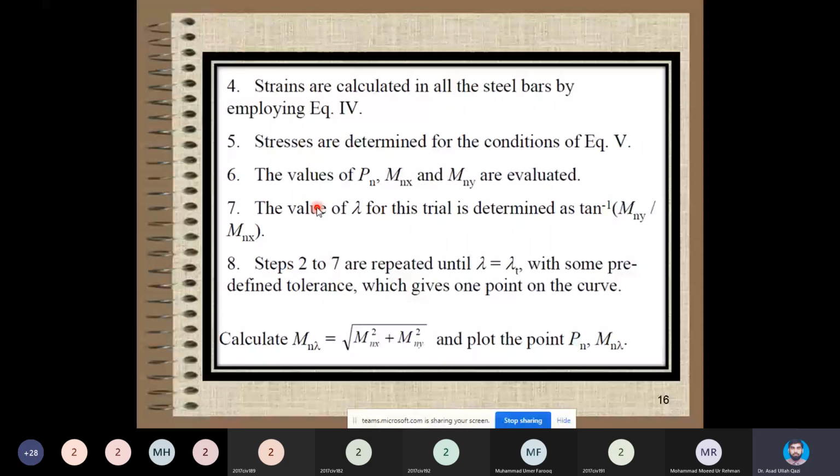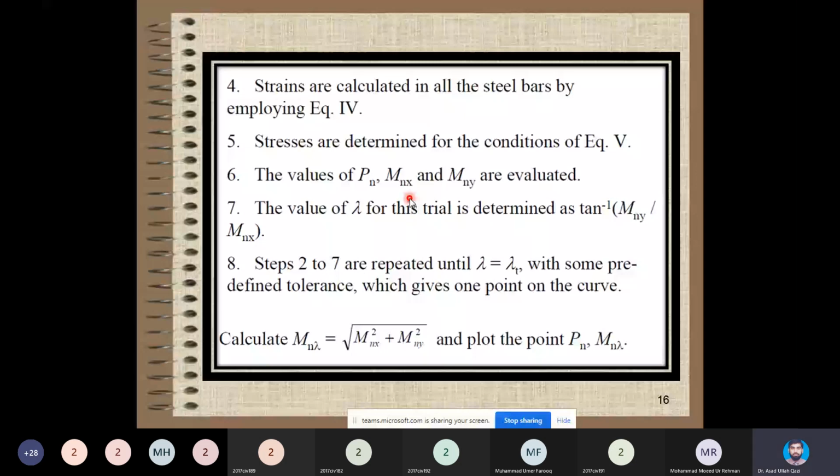So steps 2 to 7 are repeated until lambda is equal to your target lambda, which is the given Mny over Mnx. This needs a lot of effort, so preferably you should generate a surface, and then your given question Pu, Mx and My should be located to see whether these points are within the surface or outside the surface.